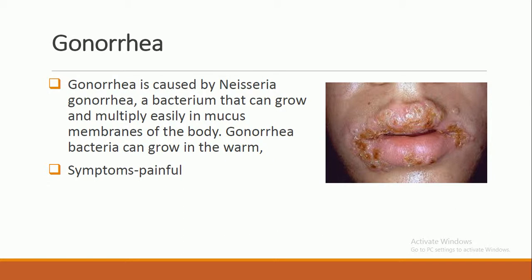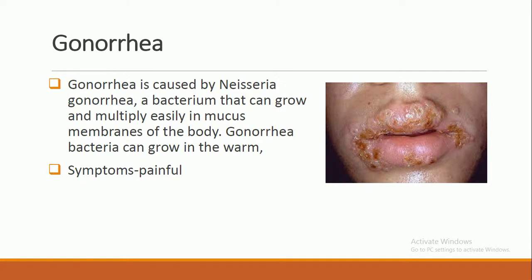Gonorrhea is caused by Neisseria gonorrhoeae, the bacterium that can grow and multiply easily in mucous membranes of the body. Gonorrhea bacteria can grow in warm, moist areas of the reproductive tract, including the cervix opening to the womb, uterus, and fallopian tubes. They can also grow in the urethra, the tube that carries urine from the bladder to outside the body in women and men. The bacteria can also grow in the mouth and throat.